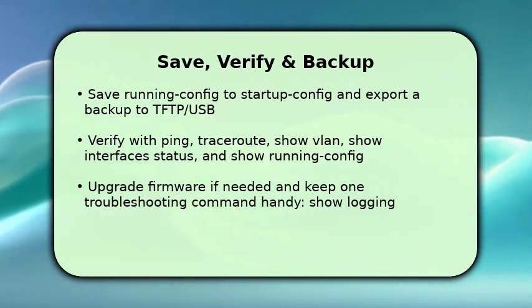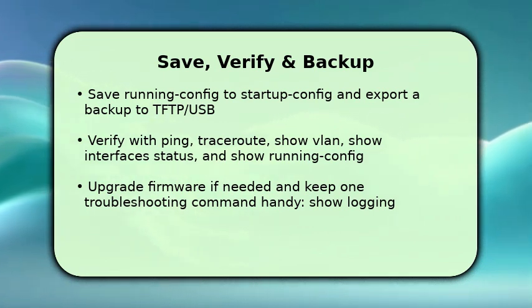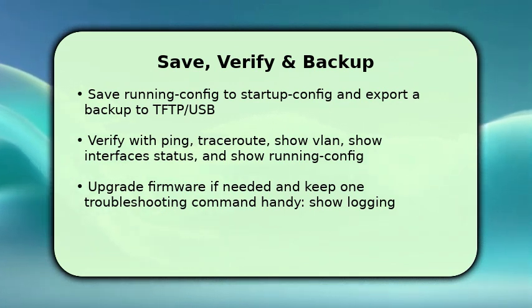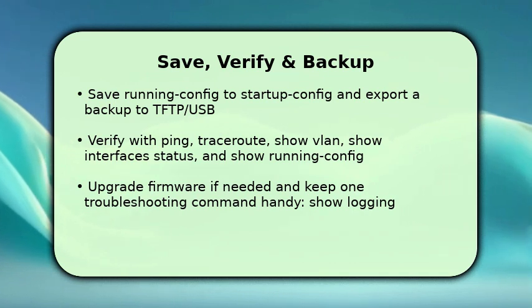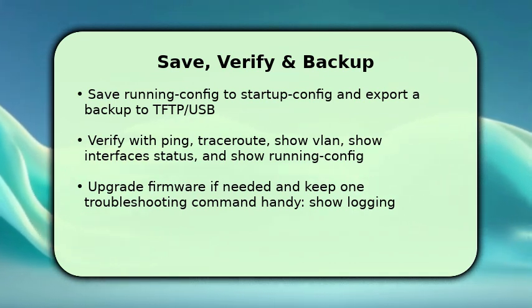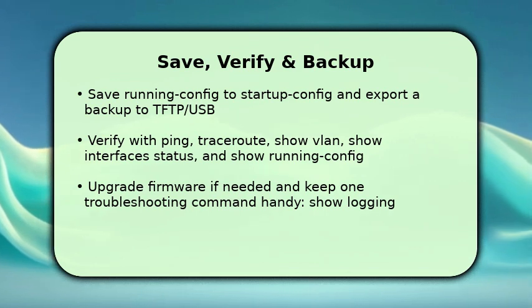Next, verify connectivity with ping and traceroute and inspect core outputs like show VLAN and show interfaces status to confirm expected states. If an issue appears, check logs and use show logging to find relevant errors. Make sure to document the final config and firmware level. This prevents surprises during later maintenance.